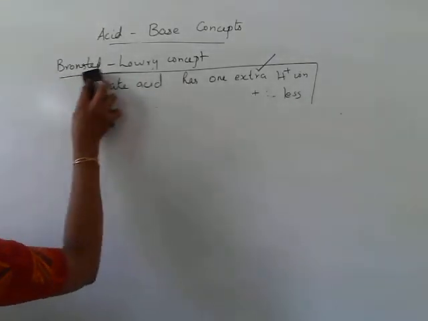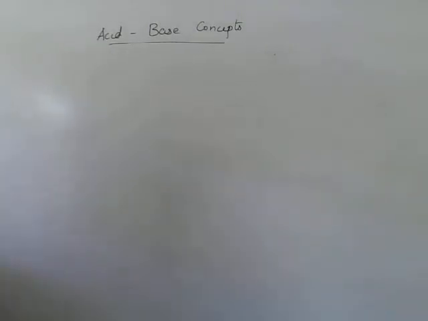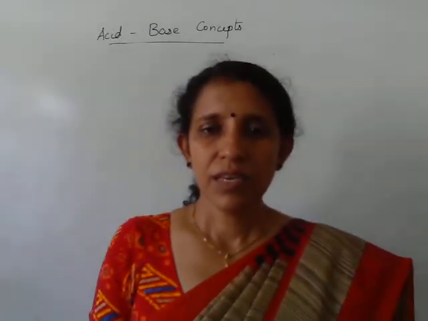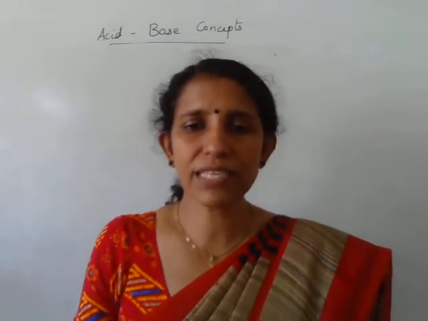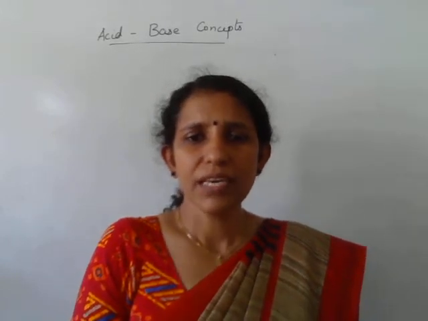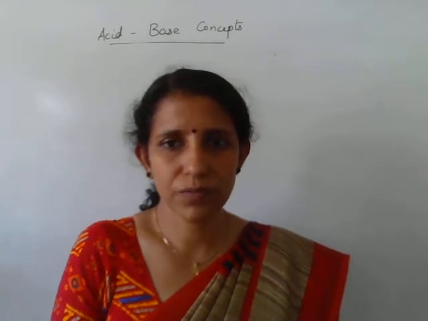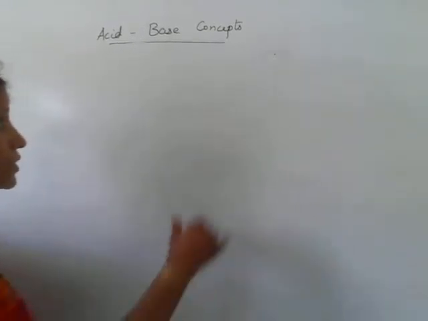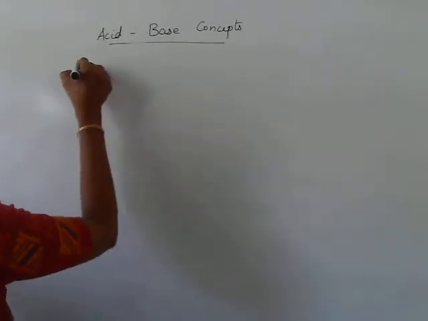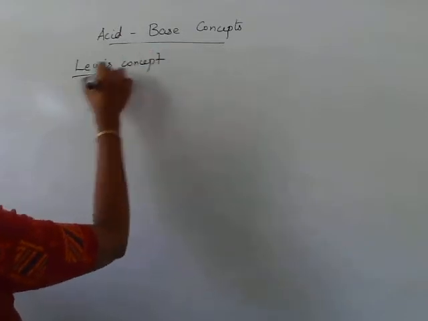Now we have one more concept for acids and bases. One more acid-base concept, because this Lowry-Bronsted concept also does not account for all acidic and basic substances. We have acids and bases which do not contain proton, which do not accept proton, which do not donate proton. So in order to account for the acidic character of such species, there came another concept, that is Lewis concept. Lewis concept of acids and bases.